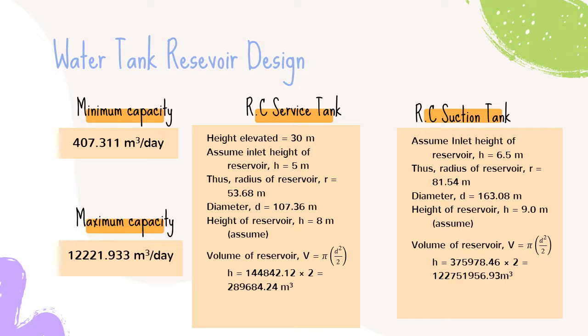The last step is to design water tank reservoir. In this step, we have to determine the minimum capacity and maximum capacity of our tank. This is detailed for our RC service tank and RC suction tank, which you guys can see the H elevator, the H and the radius, diameter, the volume and H again. Oh no, this is volume.